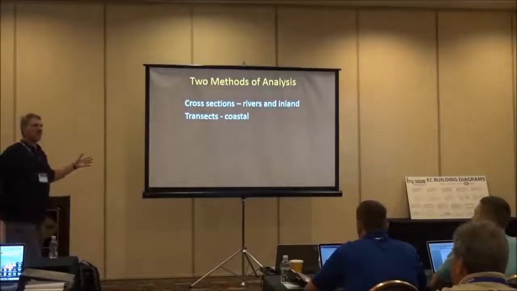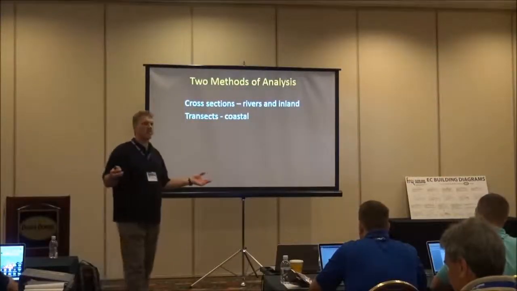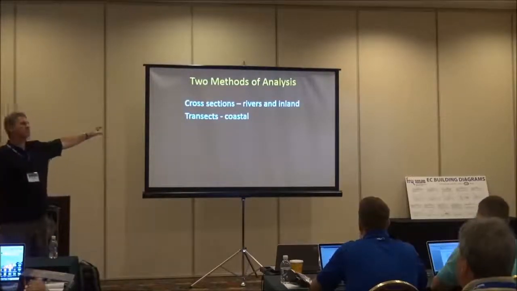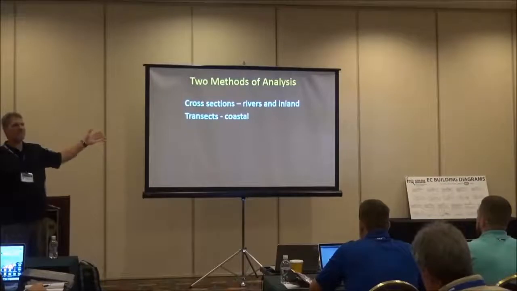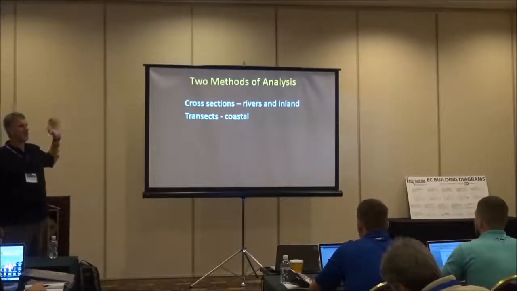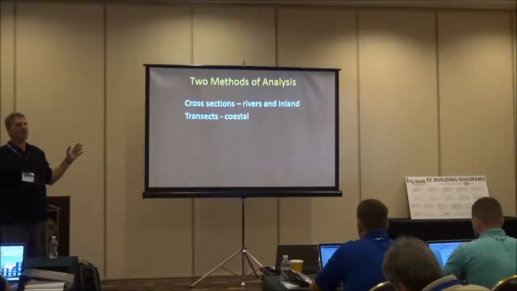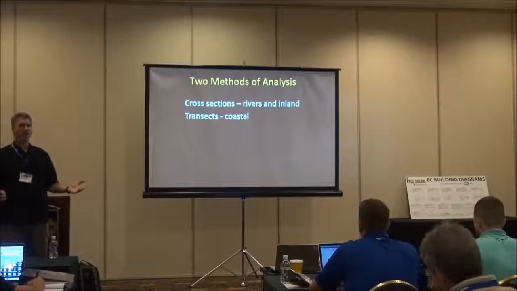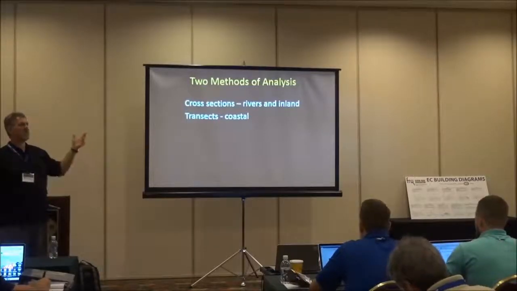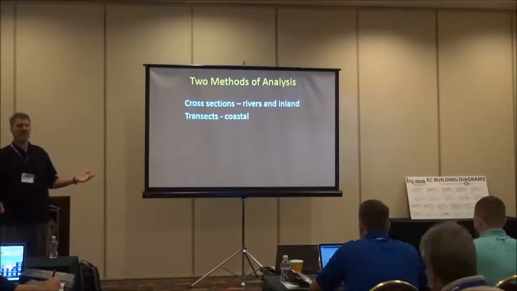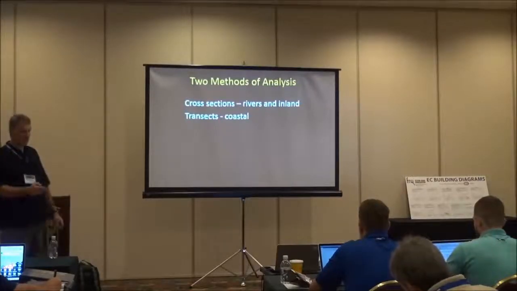So when we talk about this analysis, we've heard the term cross-section before. It's important to remember cross-sections cover riverine areas, rivers and inland. Transects are for coastal. So this whole time we're talking about riverine, we're talking about cross-section. I've got something that's delineating a river, a stream, some kind of water body that's inland. If I'm talking about on the coast, it's a transect.